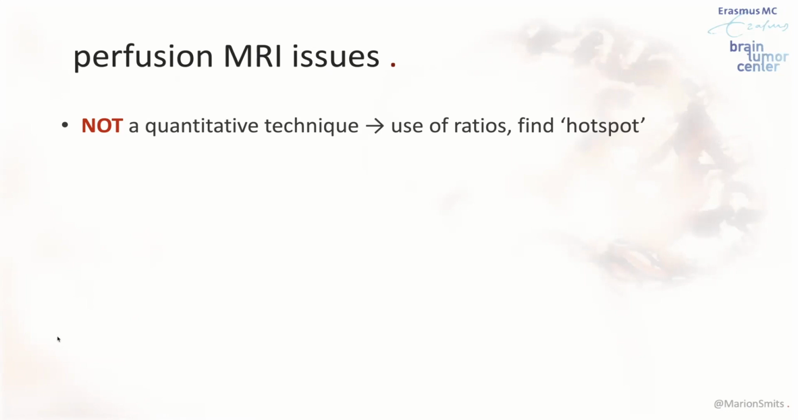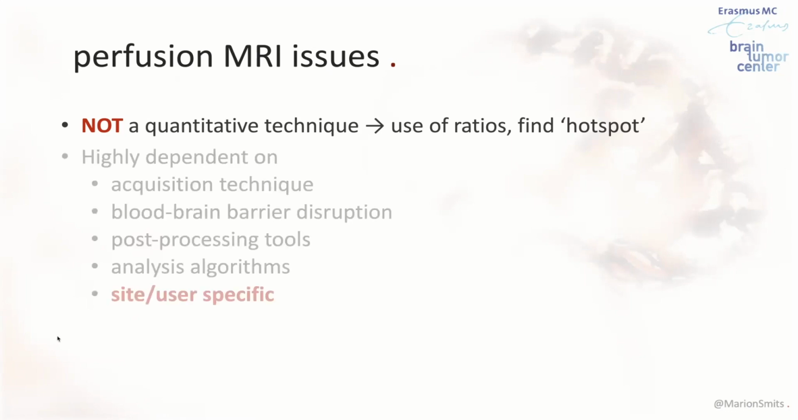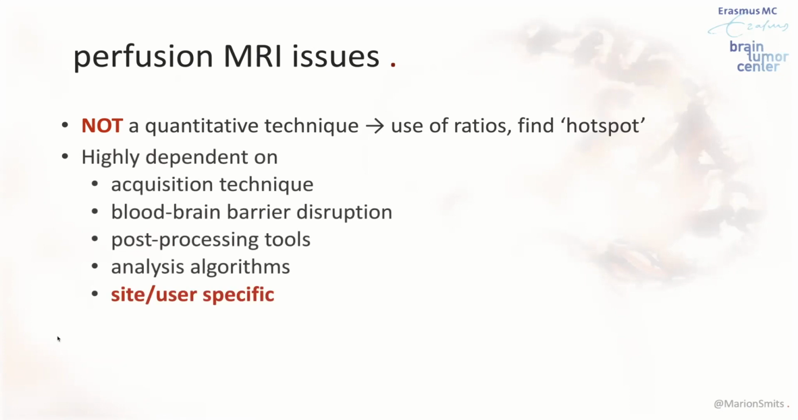So we use these ratios and we need to find a hotspot. Of course, this very much depends on the site and the user, as well as the analysis that is being done, the algorithm, the post-processing tools. There's such a multitude of tools available. And especially in our clinical practice, most people use the tools that are available to them and don't really know what the particular pitfalls are.